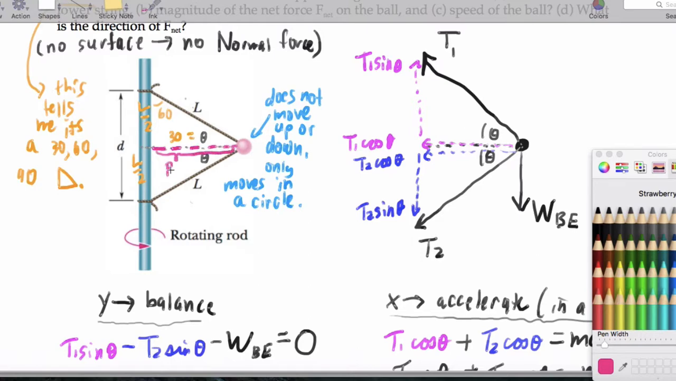That's the radius. And to be clear, the radius is going to be L square root of 3 over 2, from SOHCAHTOA and 30, 60, 90. Okay, that's how I'm reaching that conclusion.